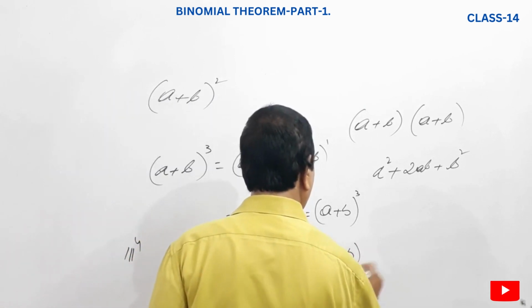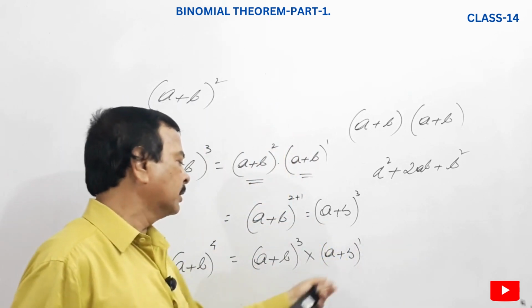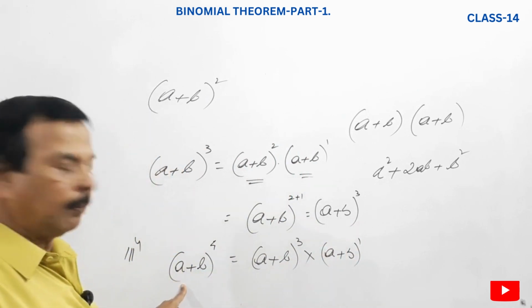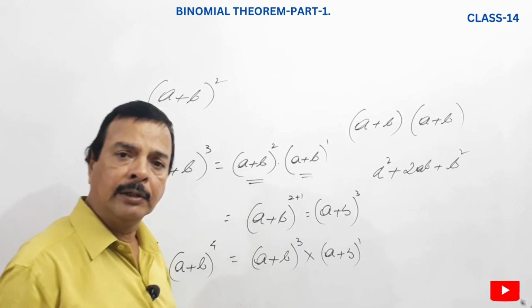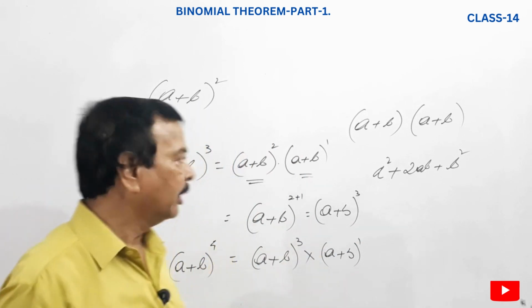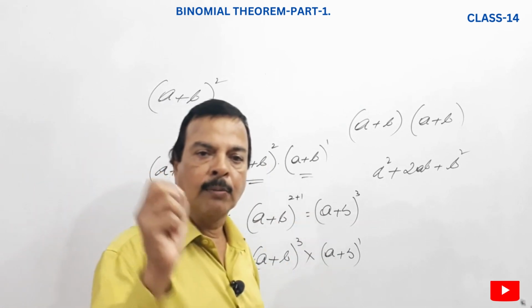A plus b to the power of 1. Likewise, the bases are the same, so add the indices: 3 plus 1 becomes 4. So this is a plus b to the power of 4. You can go on doing this, there is no end. It becomes very cumbersome, very tedious. So in order to solve such expansions, we will use the binomial theorem.